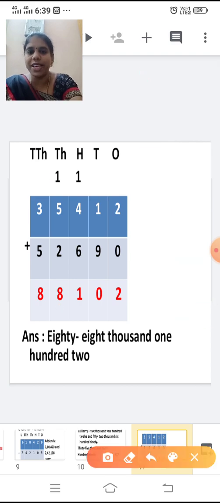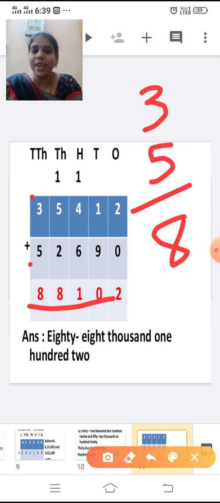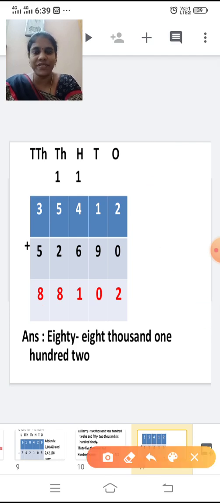Now move on to the next place. 10,000 place, 3 plus 5. I am going to add 3 plus 5 or 5 plus 3. I am keeping 5 in the mind, 3 in the finger. After 5, 6, 7, 8. So the answer is 8. So 88102. Shall we write in words now?